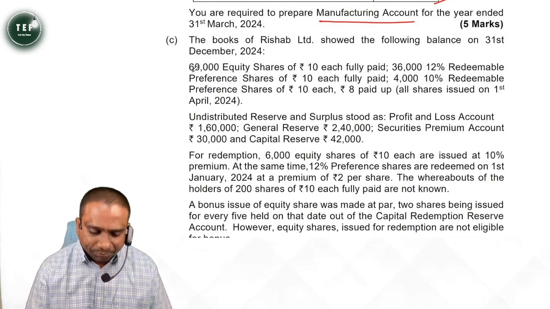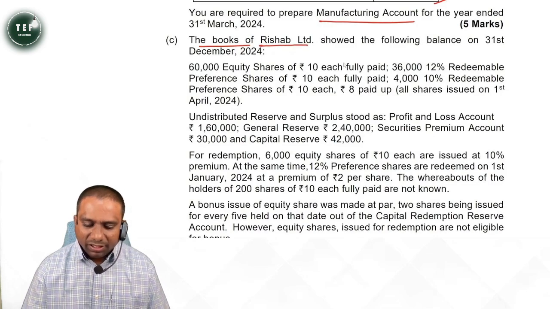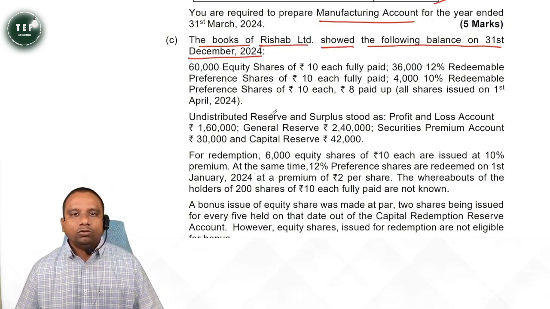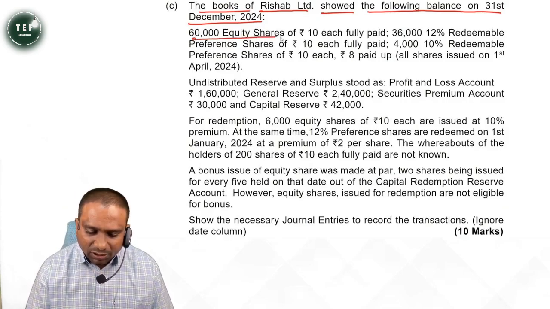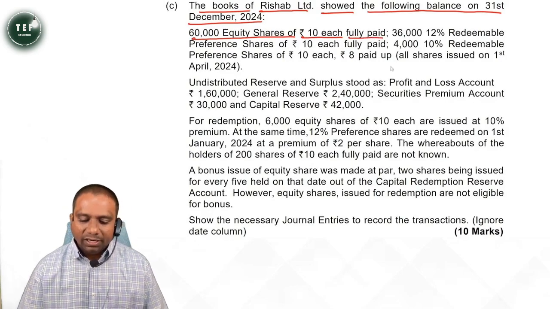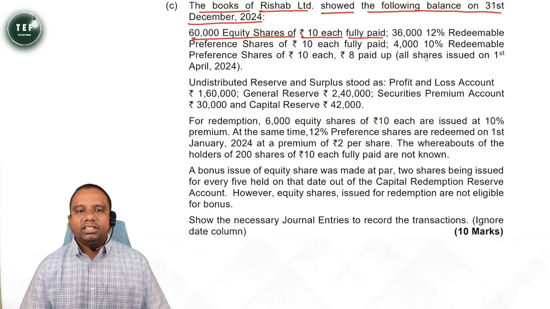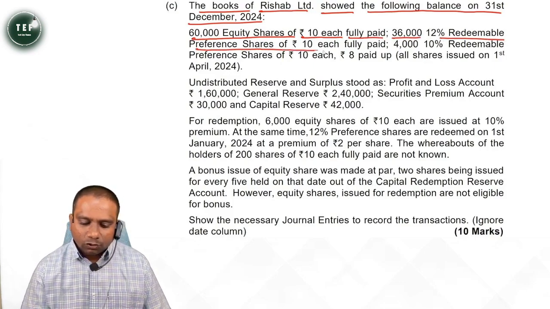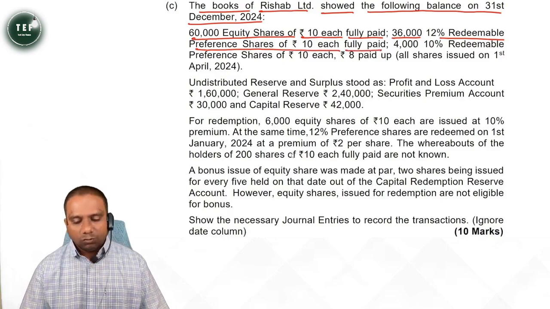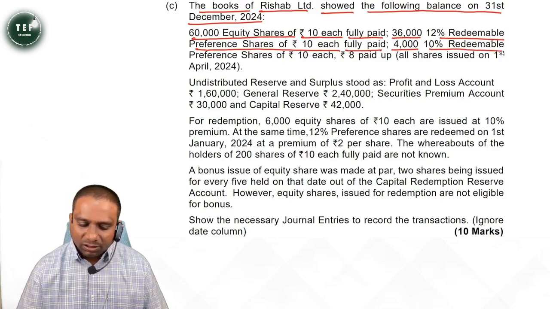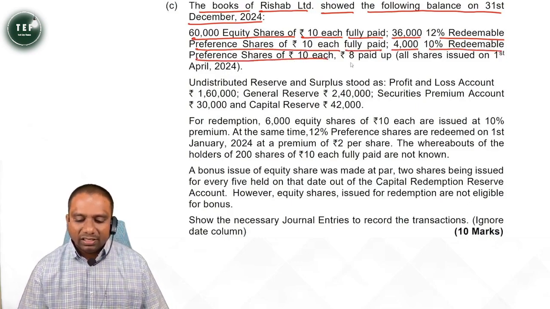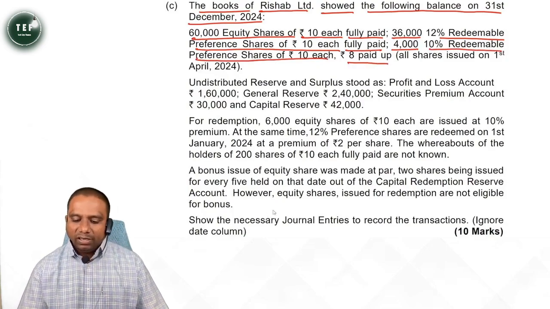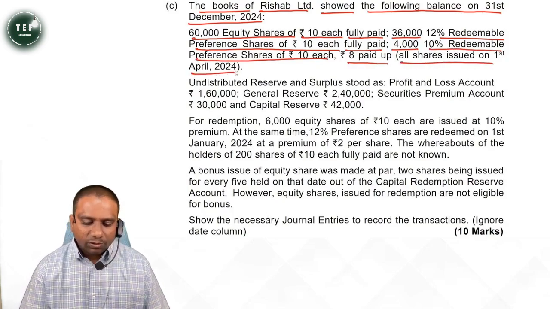Next, observe. 5C. The books of Rishabh Limited showed the following balance as on 31st December 2024. 60,000 equity shares of 10 each, fully paid. 36,000 12% redeemable preference shares of rupees 10 each, fully paid. 4,000 10% redeemable preference shares of rupees 10 each, 8 paid up. All the shares issued on 1st April 2024.